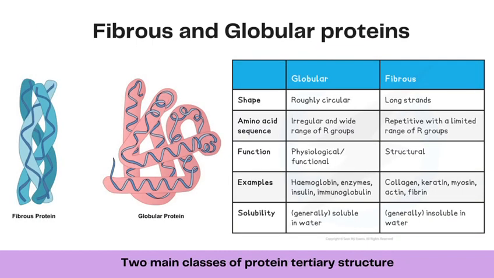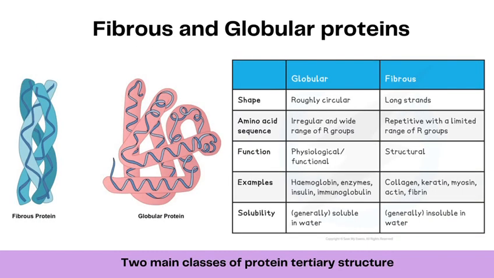Fibrous proteins are long, thin, and string-like. They are usually insoluble in water and are found in structures such as hair and nails. Fibrous proteins are strong and flexible, which makes them well suited for their structural roles. An example of a fibrous protein is keratin, which is found in hair and nails.